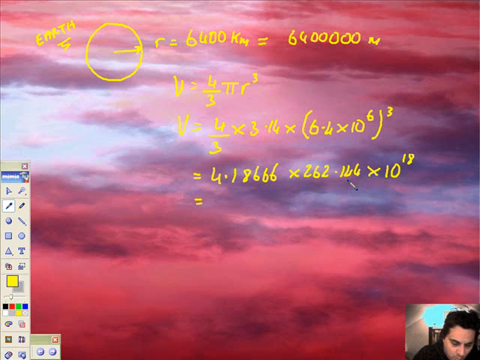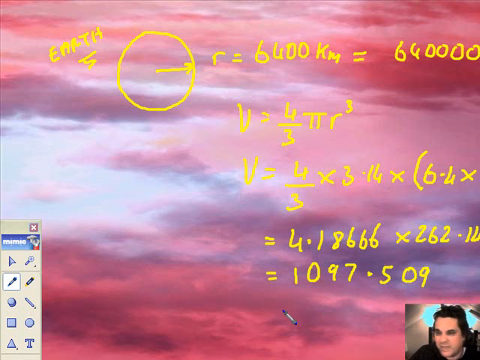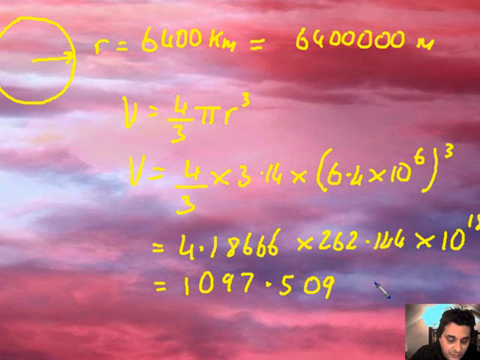So let's tidy this up with a calculator, multiply those two bits, see what we get. So we've got 4.18666, lots of sixes, times 262.144, equals, that gives me 1097.509. I'm going to stop there because it's getting very cumbersome. So essentially 1097.509 times 10 to the power of 18. Well, I want to write this in standard form.